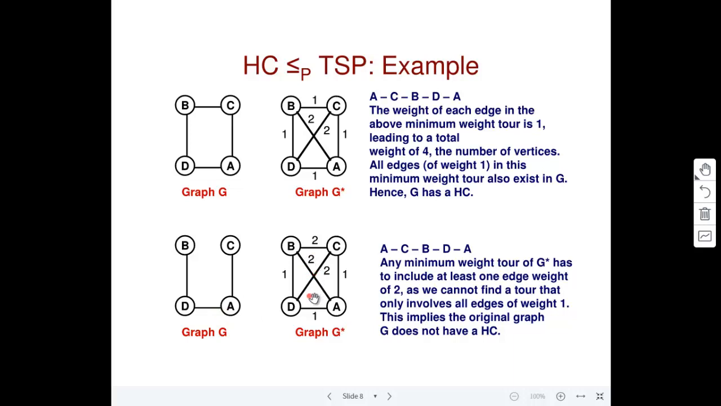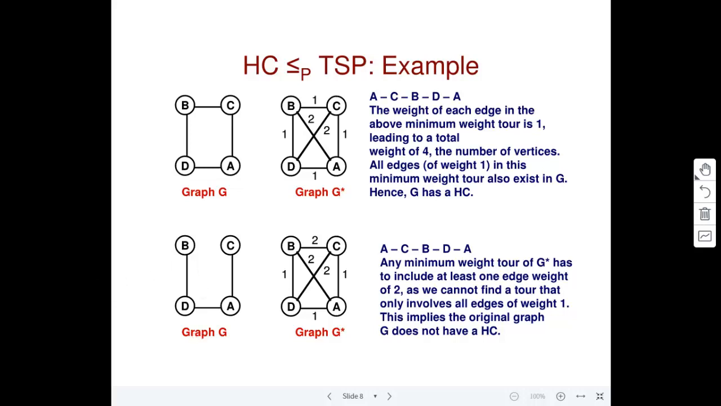And if you're not able to find a minimum weight tour for the traveling salesman problem on this complete graph such that the sum of the edge weights is the same as the number of vertices, it means there is at least one edge that is part of the minimum weight tour that is of weight other than 1. That means it is not part of the original graph. That means the original graph does not have a tour, because for the original graph to have a tour, we should be able to find a tour of all the edge weights of 1. So in this case, that means the original graph does not have a tour.